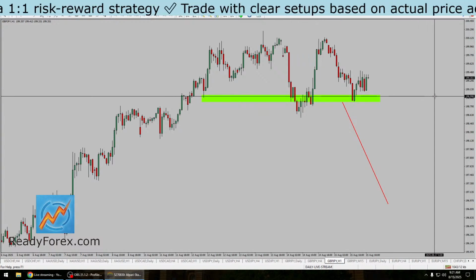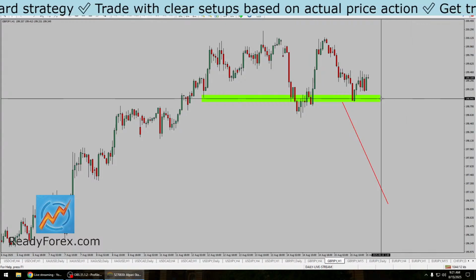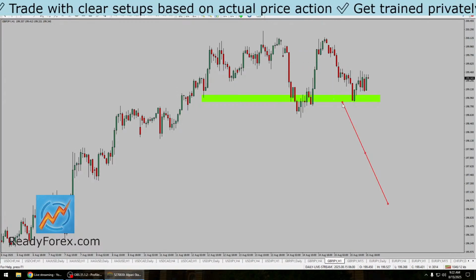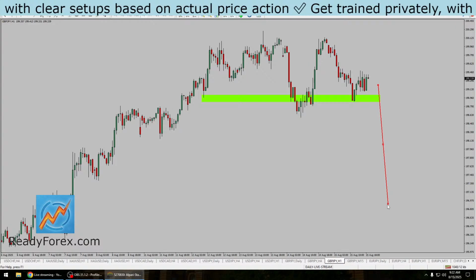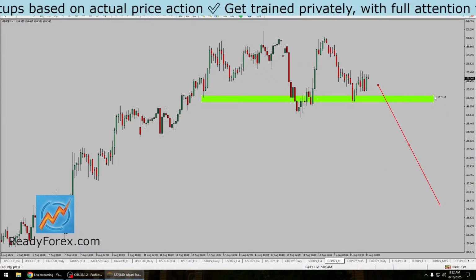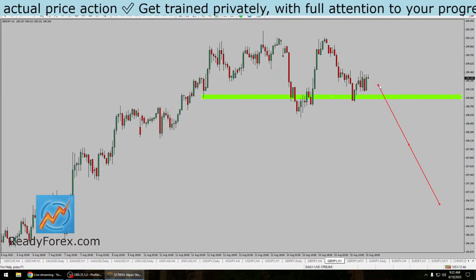GBPJPY currency pair, and so far the market is just trying to move sideways. If price action drops below this green color highlighted area, then obviously it's going to drop more, otherwise it could bounce up again. Okay.